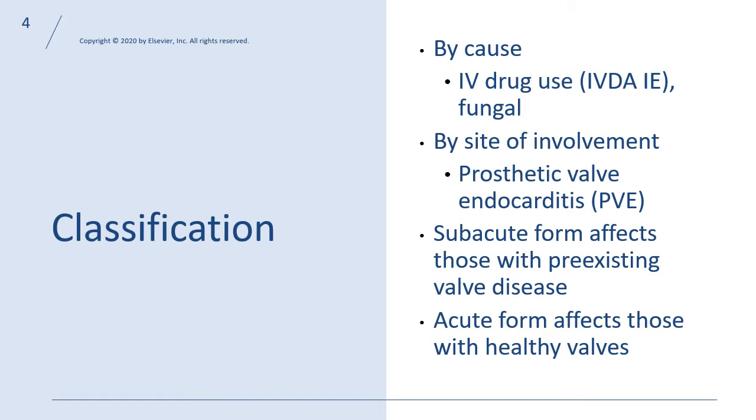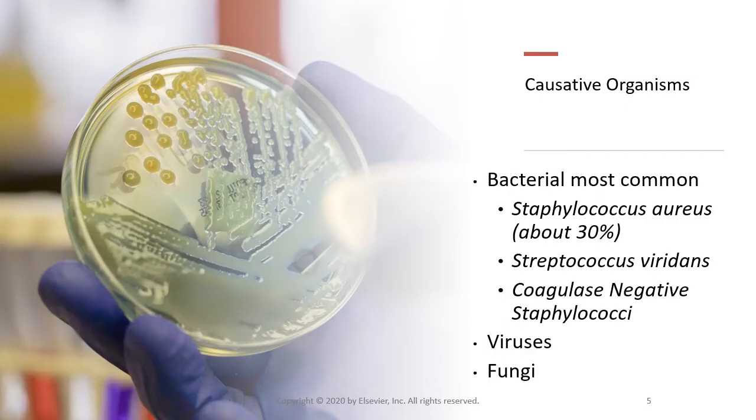In contrast, the acute form affects those with healthy valves. IE occurs when blood flow allows organisms to contact and infect previously damaged heart valves or other endothelial surfaces. About 30% of the cases are caused by Staphylococcus aureus. Other bacterial causes are found. These organisms make biofilms, which protect the organisms from immune defenses and make antimicrobials less effective.